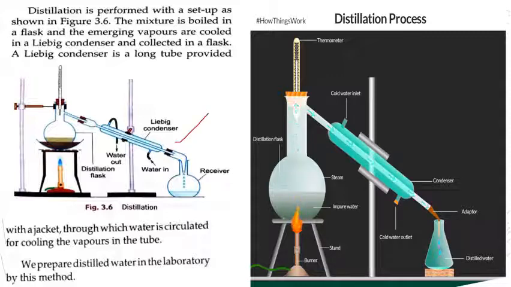This that is marked over here, this tube is called a Liebig condenser. So this is used during the process of distillation to cool down the vapors. We prepare distilled water in the laboratory by this method.